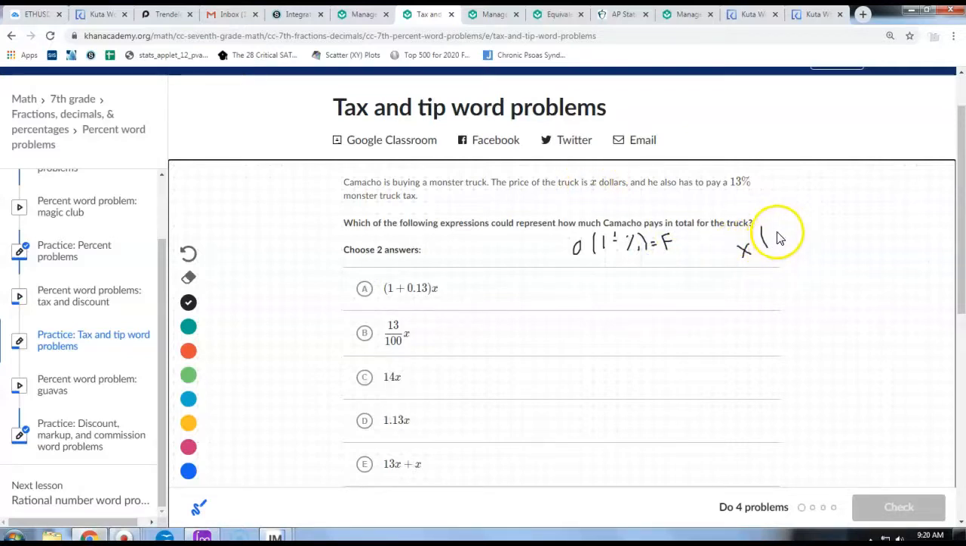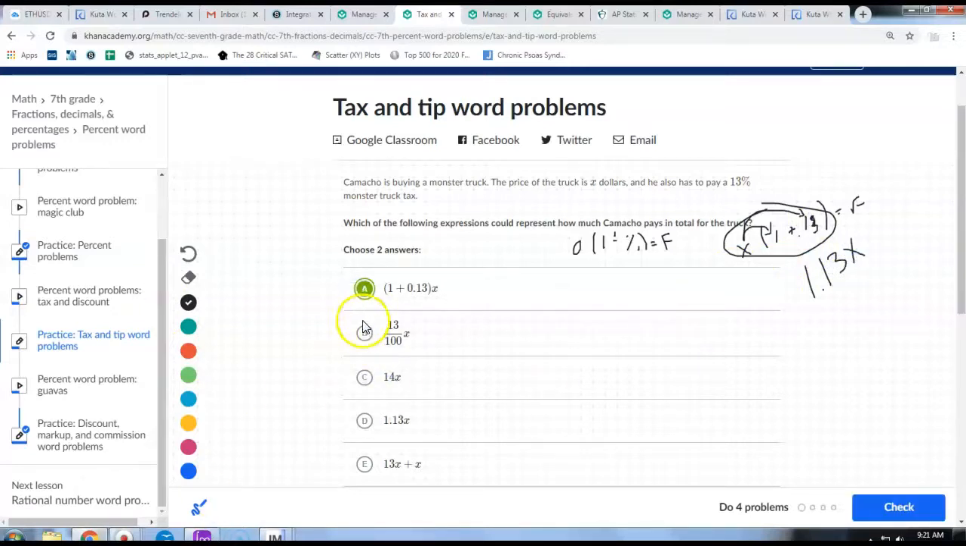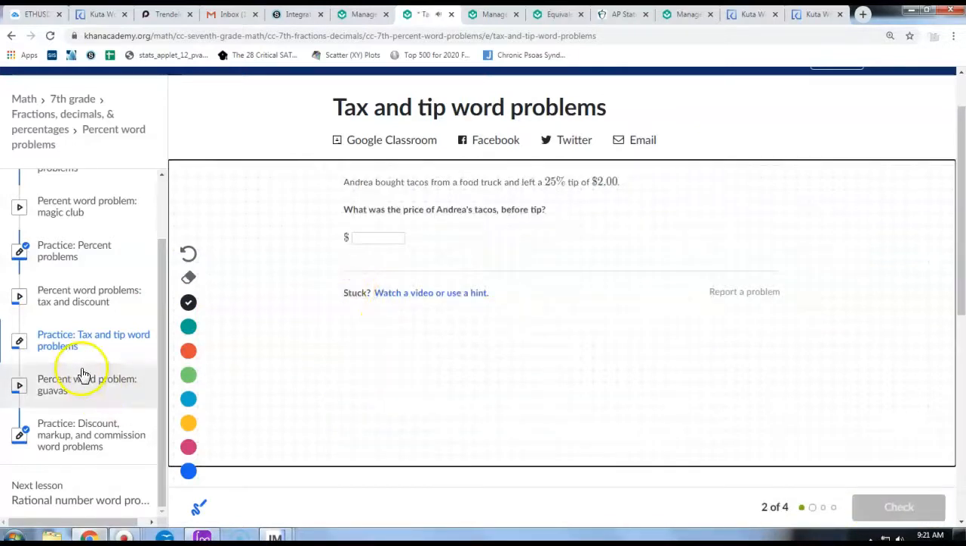That's your original. 1 plus monster truck tax. Seen it all. You want to have a monster truck, you got to pay a tax. So that's what you end up with. And again, this X times 1 keeps the original price, and the X times 0.13 adds the tax. So we want 1.13 times X. And that can look like this, or just that one.